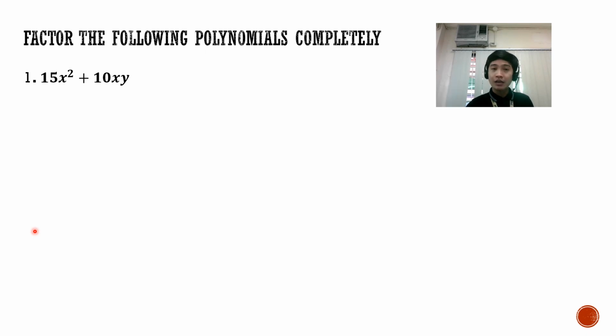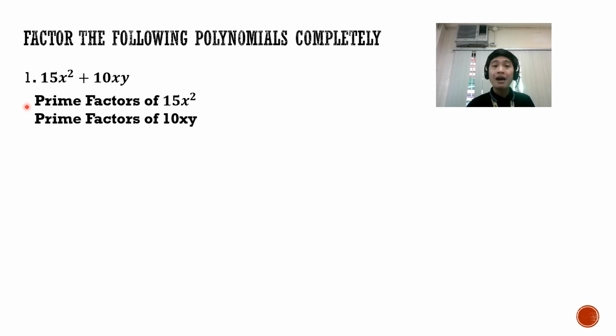So, unang prosesong gagawin natin is, hahanapin natin ang prime factors nung mga expressions na involved sa polynomial na ito. Kukuhanin natin ang prime factor ni 15x squared at ni 10xy. So, maraming paraan paano makuha ang prime factors ng isang given expression. Pwede kang gumamit ng factor tree, or yung division process. So, unahin natin kuhanin ang prime factors ni 15x squared. Having prime factors, ibig sabihin, lahat ng mga factors na gagamitin natin dito ay puro prime.